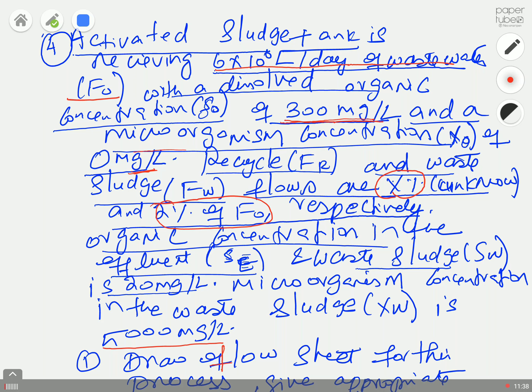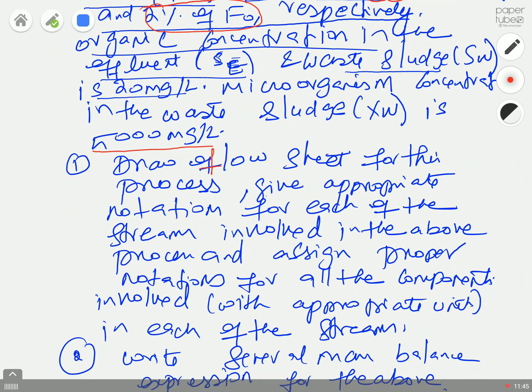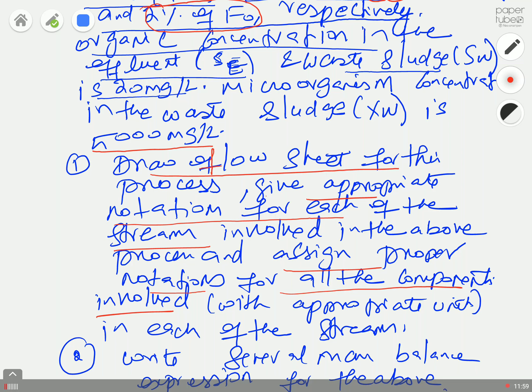So we have to draw the flow sheet and give some notations. That's how we have to deal with the mass balance. So draw a flow sheet for the whole process and give appropriate notations for each of the streams, and then assign proper notations for all the components. There are a few components involved. One is your substrate, another is your microorganisms. So you have two components in this system, and try to write units. Don't just mention 0 or 10. It should be 10 milligrams per liter, 0 milligrams per liter.